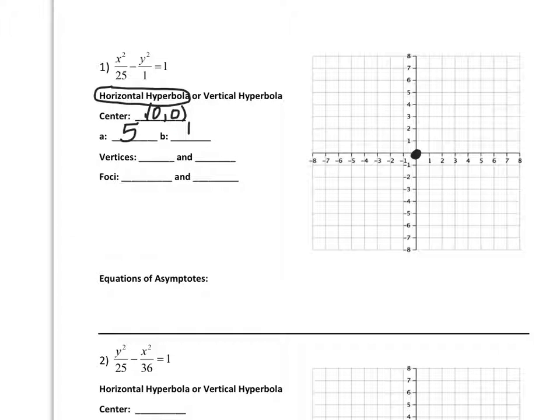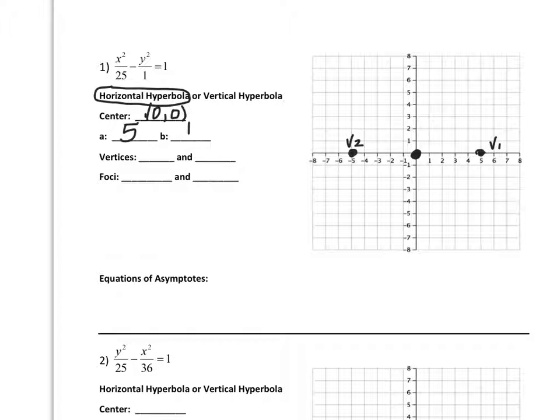So what we're going to do now is make that box, okay? The vertices are on the transverse axis. So here's my transverse axis because we know it's opening horizontally. So we're going to go over 5 and left 5, okay? And those are my vertices. We can label these V1 and V2.